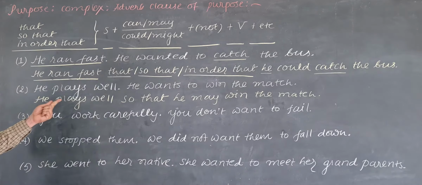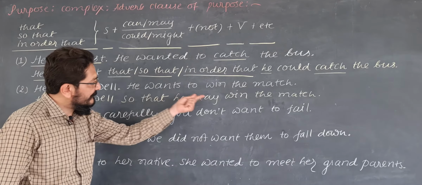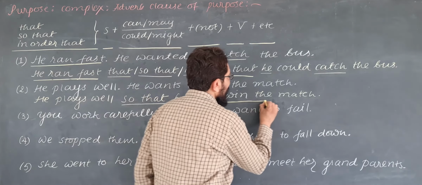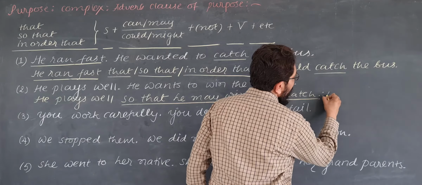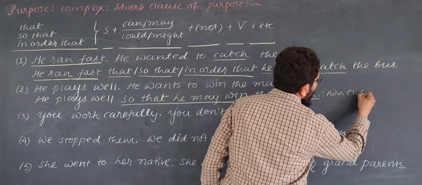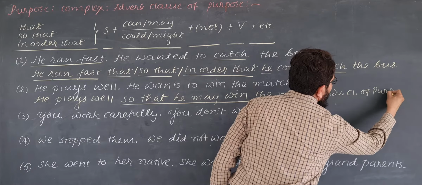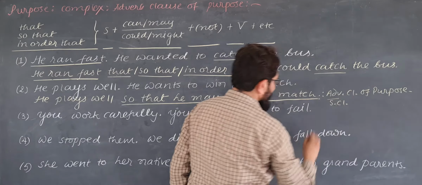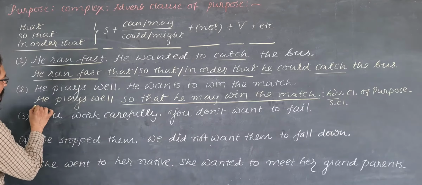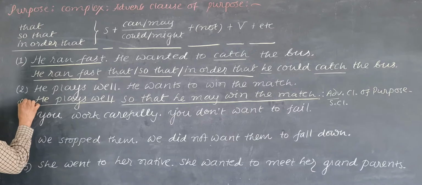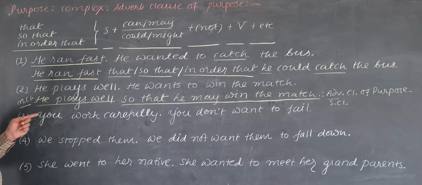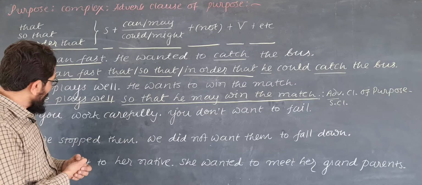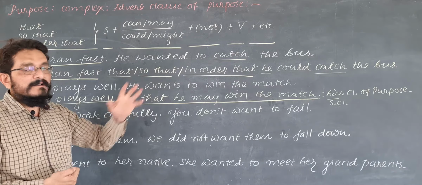Now read the sentence. He plays well so that he may win the match, so that he can win the match. Now this, so that he can win the match or so that he may win the match, is an adverb clause of purpose. An adverb clause is always a subordinate clause. This is going to be your main clause. One main clause, one subordinate clause. The product sentence is a complex one. He plays well so that he may win the match.